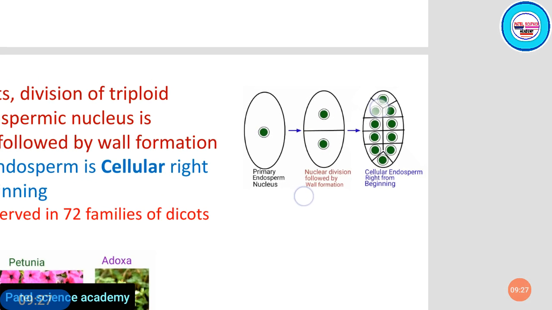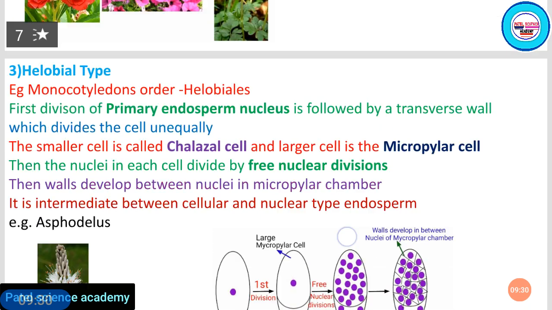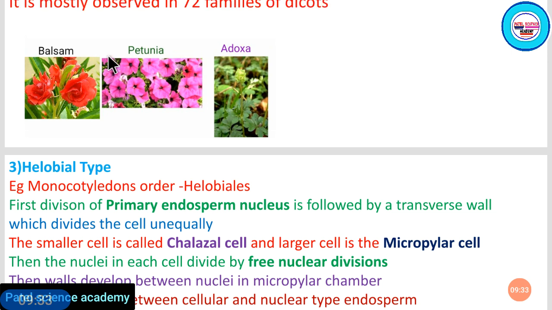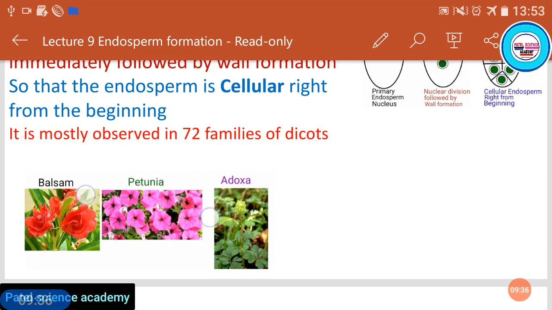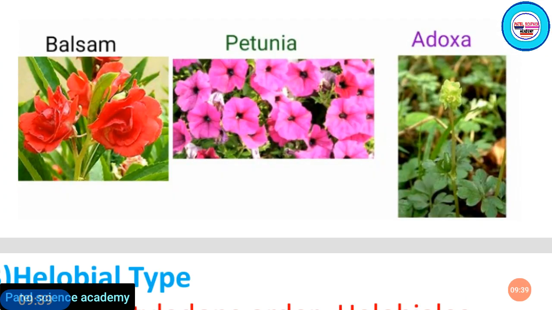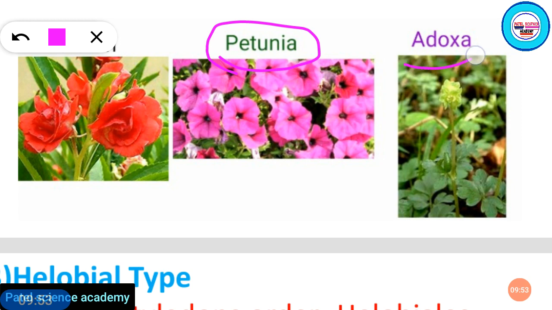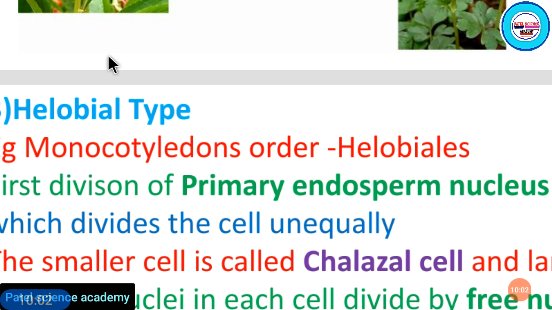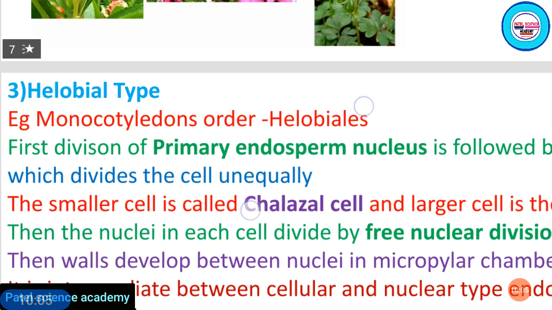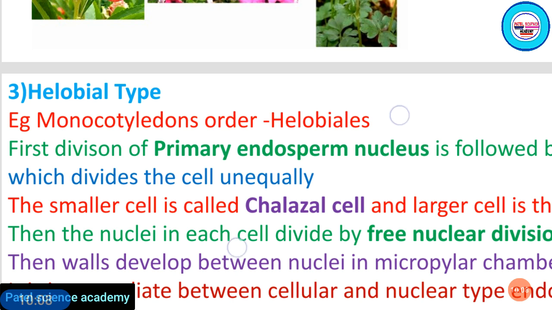In this cellular endosperm you can see a few examples out of these 72 families of dicotyledons. It is found in the balsam plant. It is also found in the petunia plant, and it is also found in the adoxa plant. This is the balsam plant, petunia plant, and adoxa plant. So this is about the cellular type of endosperm, the second type of the endosperm.